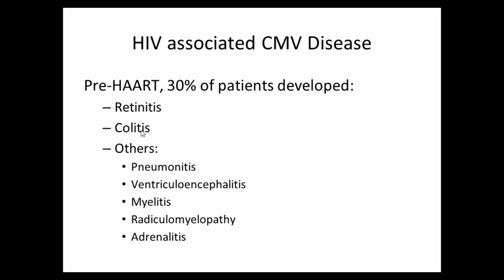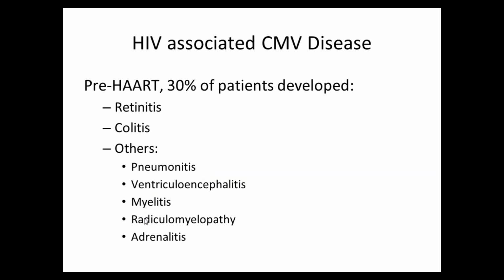It's unusual that you make that diagnosis right away. But these are your two big things with HIV. Pre-HAART, about 30% of them had it; now it occurs very rarely if we get people on drugs. Sometimes it causes a pneumonitis, although in HIV patients it's very rare. It's much more common in transplant patients. You do see a ventricular encephalitis, and I think I have a scan of that in there.